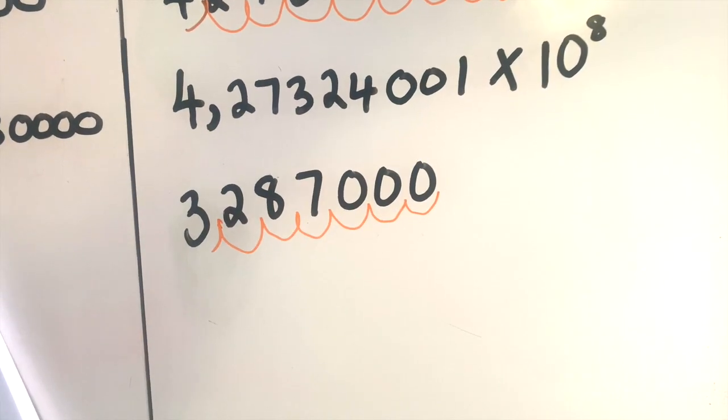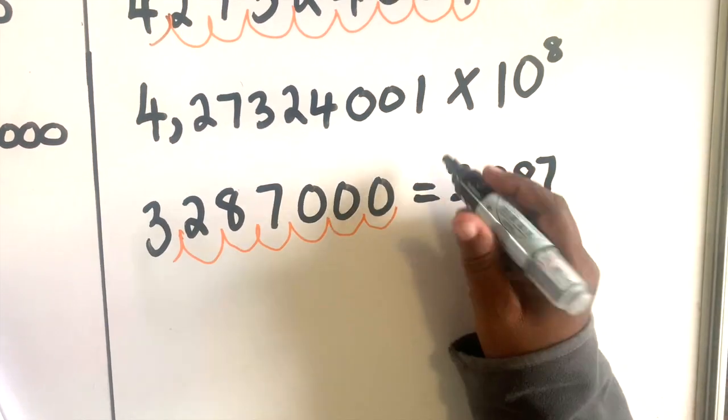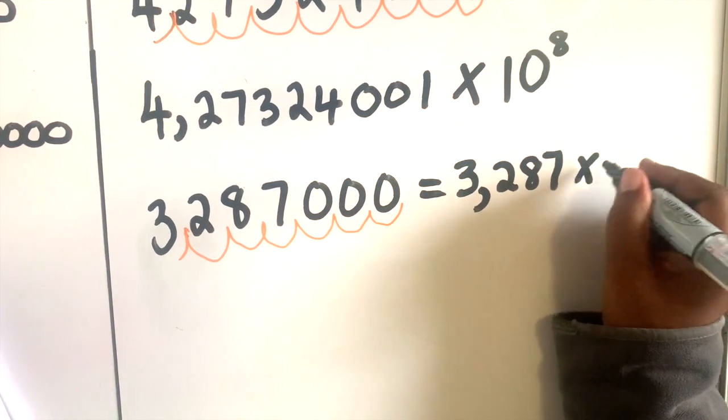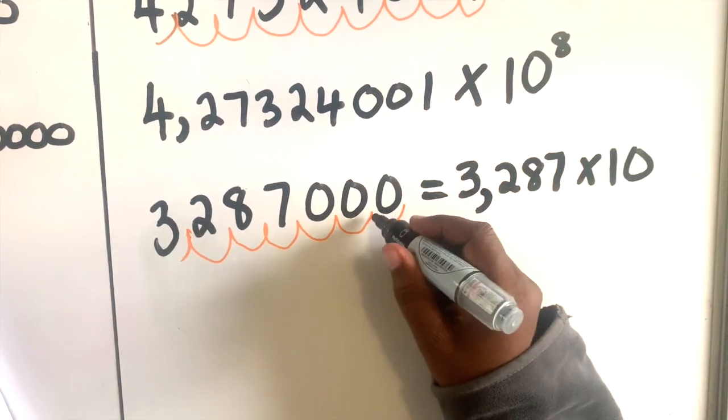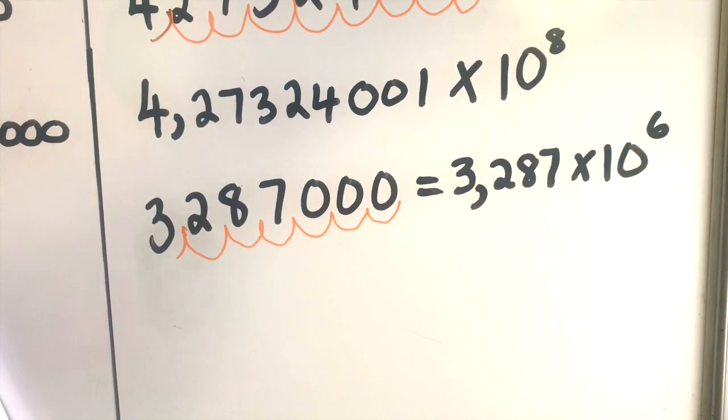So my answer will be 3,287. There is no number after these zeros, so I don't need to add them. Times 10 to the power. How many times did I move the comma? 6. So it's times 10 to the power 6.